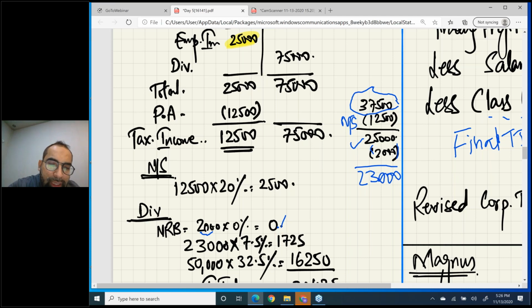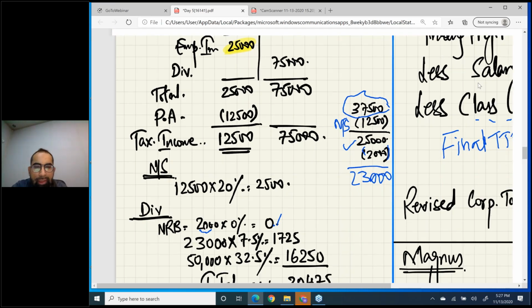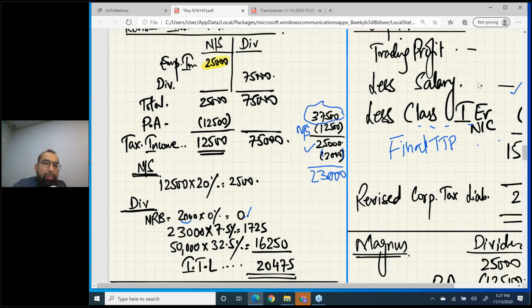Now 23,000 times 7.5%, because the dividend basic rate band is 7.5%. Now how much was the total dividend? 75,000 was the total dividend. 2,000 we used in NRB. 23,000 tax we just computed. The remaining dividend is 50,000. And for the remaining dividend, obviously the dividend higher rate band is 32.5%. Look at here, this is done. So in this way Jamila has to pay income tax for herself of 20475.